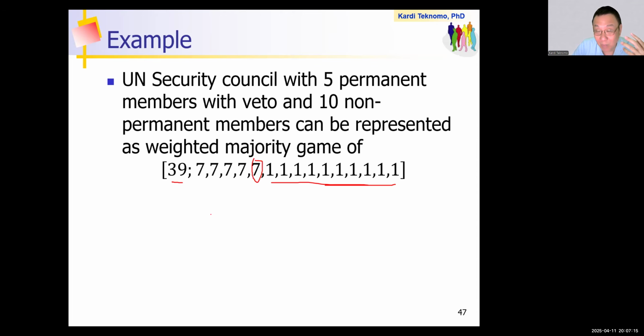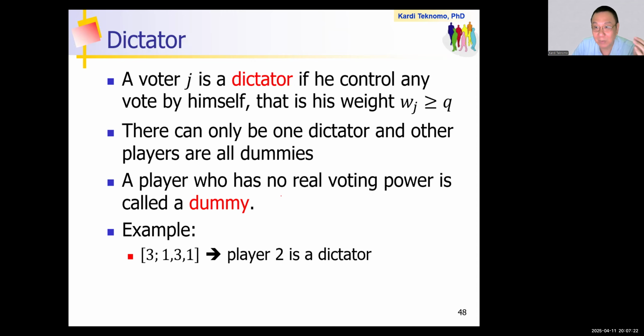And then when you say dictator, how are we going to put numbers into dictatorship? A voter J is a dictator if he controls any vote by himself, that is, his weight is larger than or equal to the quota. There can only be one dictator, and the other players are called dummies. A player who has no real voting power is called a dummy.